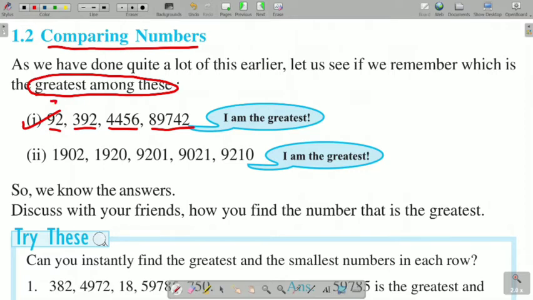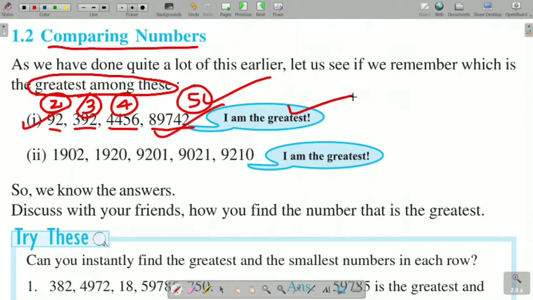Here 92 has 2 digits, 392 has 3 digits, 4456 has 4 digits, and the number 89,742 has 5 digits. So no doubt the last number, 89,742, has 5 digits, so it will be the greatest. For that it is written, I am the greatest.